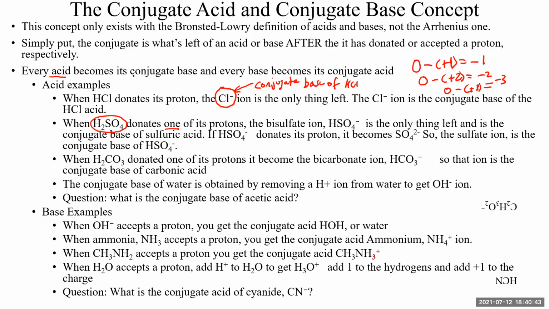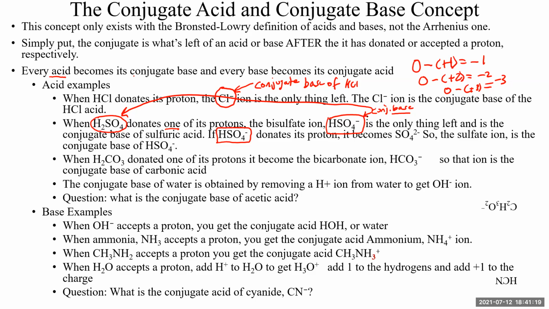But when sulfuric acid loses or donates one of its protons away, what's left? The bisulfate ion, or the hydrogen sulfate ion, is the conjugate base. Now, all that word conjugate means is that this is a base molecule, a base ion or base compound that was derived from or came from sulfuric acid losing one of its protons. That's all this means. That's why we use the word conjugate.